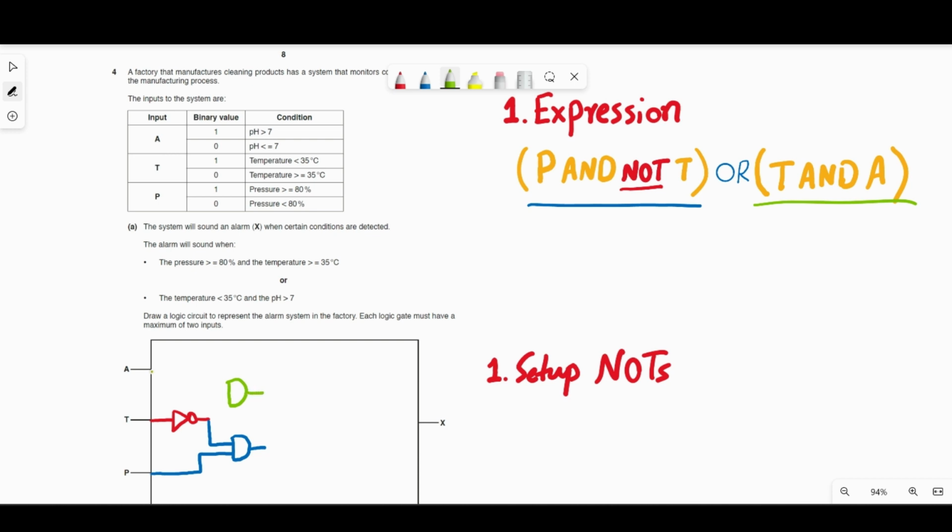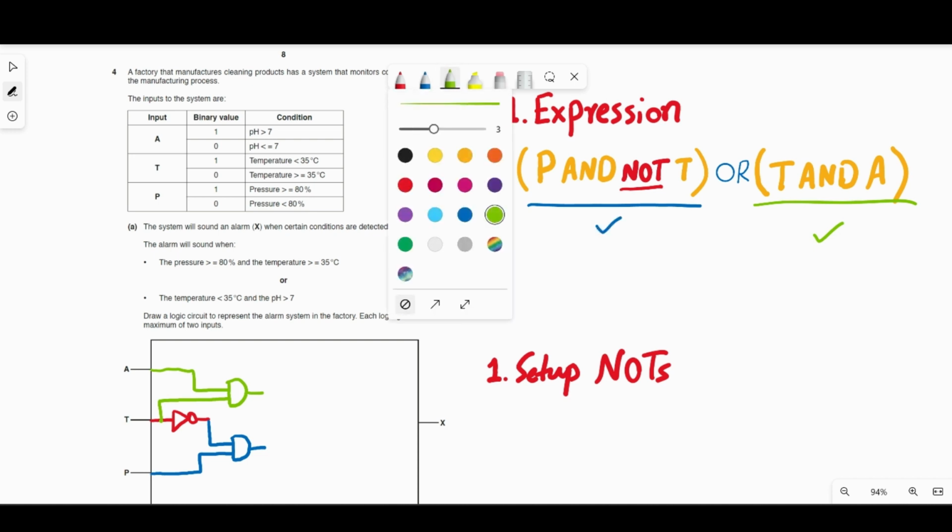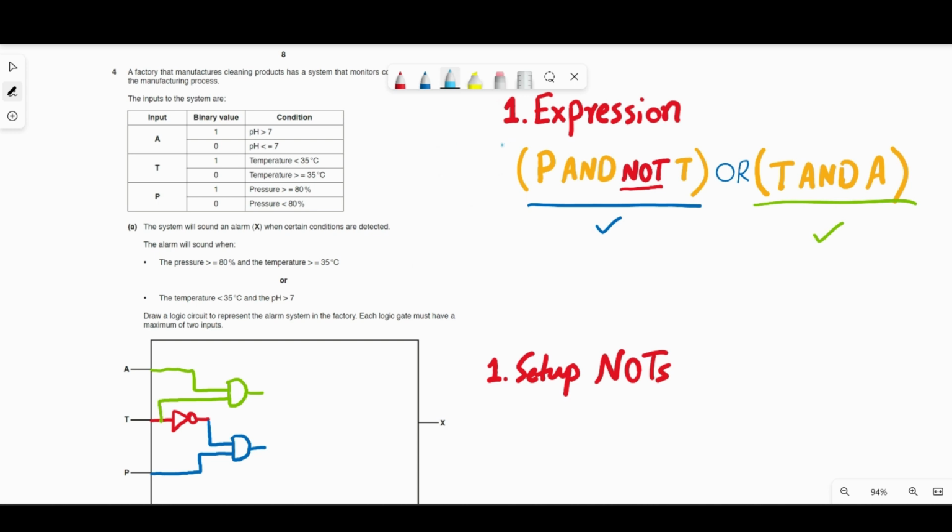I'm drawing the output. I'm bringing the input A wire and T wire from a dot, then this and this. Okay, so we have solved this bracket. Now what remains is joining both of them together with the OR gate.